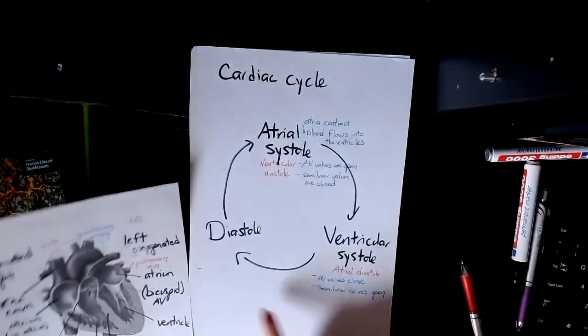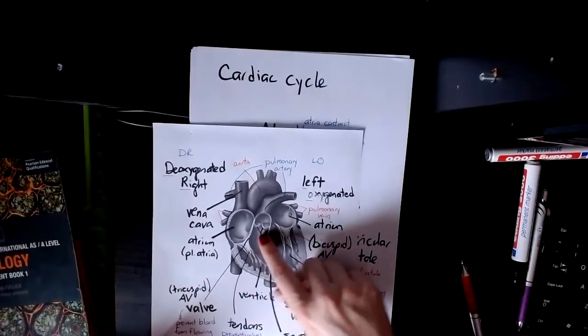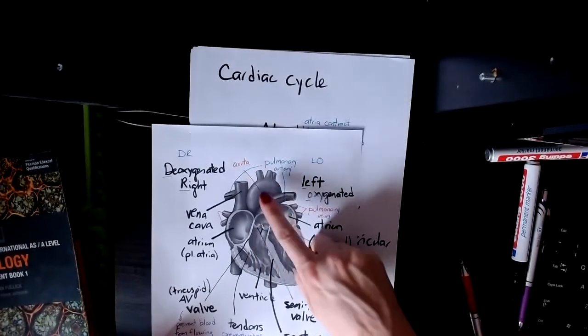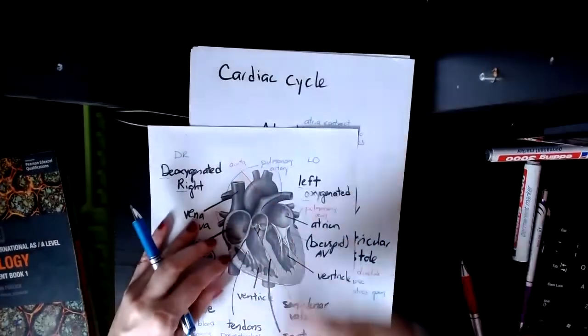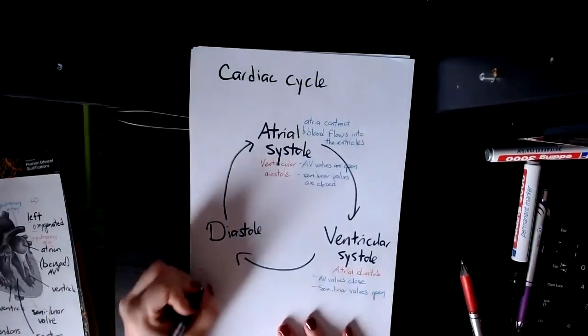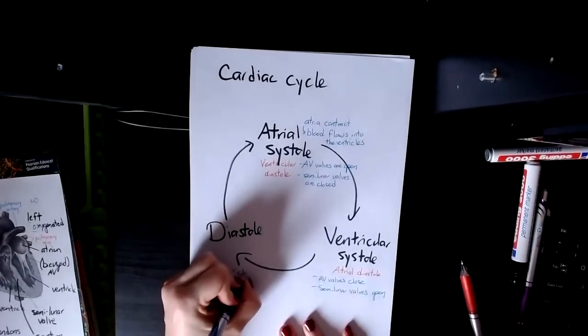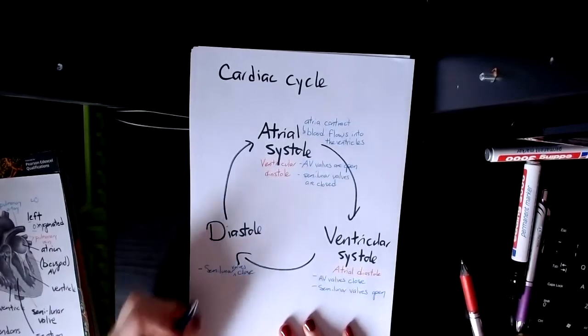So how it works is that, because you've now forced the blood into those arteries, when the whole heart relaxes, these slam shut so that the blood cannot flow backwards into the ventricles. So the semilunar valves close.